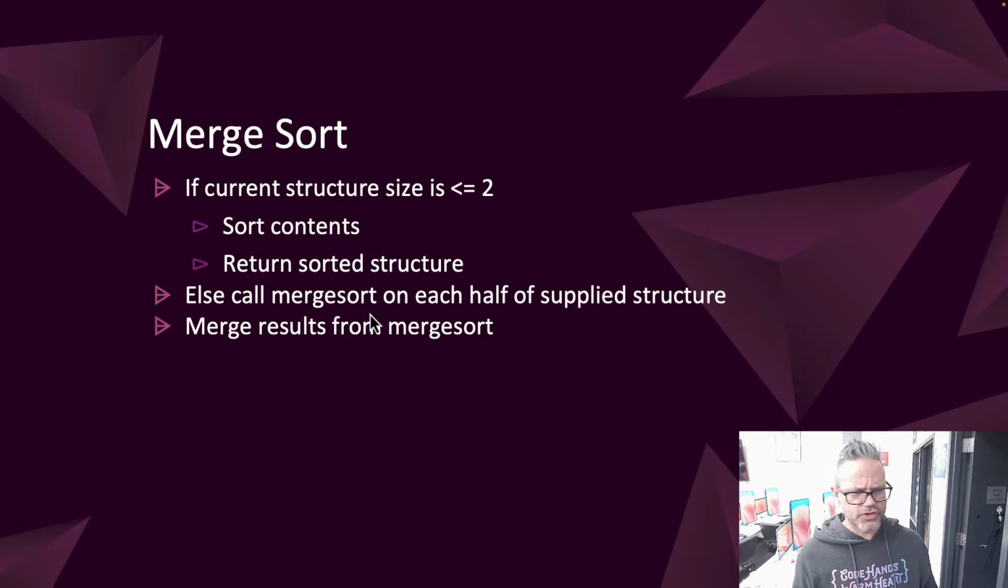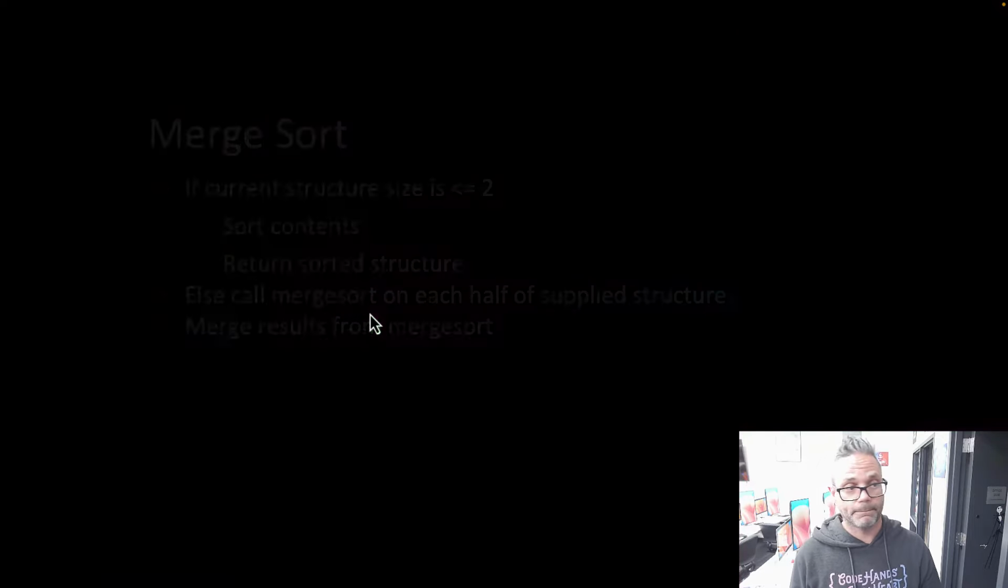Merge sort is the recursive sort you definitely need to know. If the current structure size is less than or equal to 2, we're going to sort the contents and return the sorted structure to whoever called me. Otherwise, I'm going to call merge sort on each half of that supplied structure, and then I'll merge those results back from that merge sort. So I can break the problem down into smaller pieces. Again, this is just a quick review of the sort. Take a look at the videos that go into more detail on how to do the recursive sorting. You'll understand that a lot better.